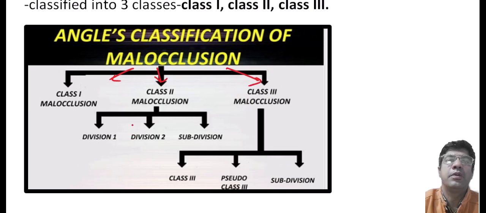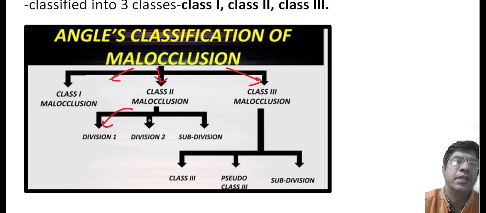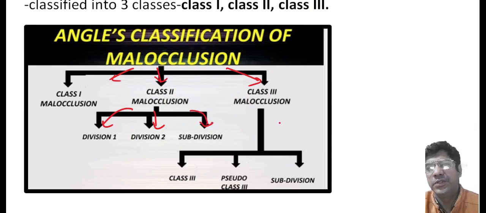Class 2 malocclusion can be subdivided into division 1, division 2 and subdivision, whereas class 3 malocclusion can be true class 3, pseudo class 3 or subdivision.